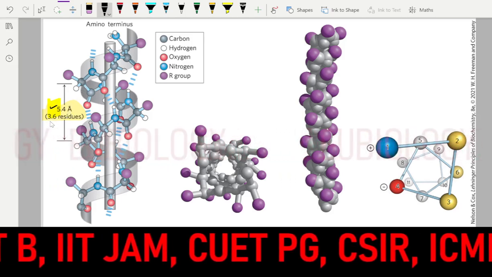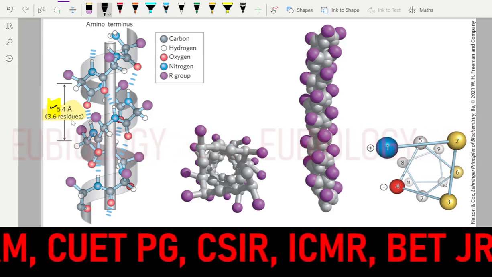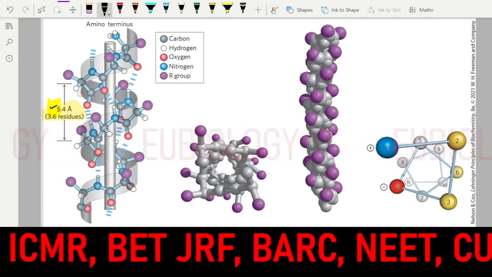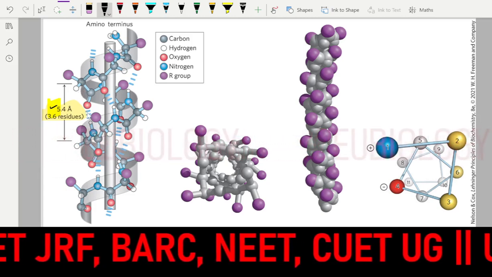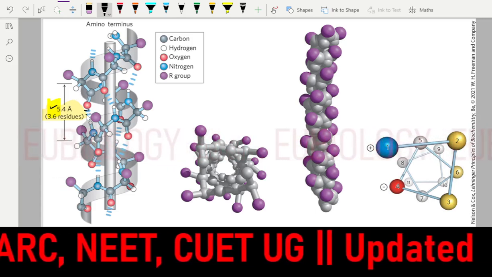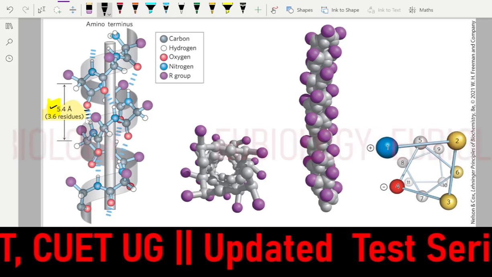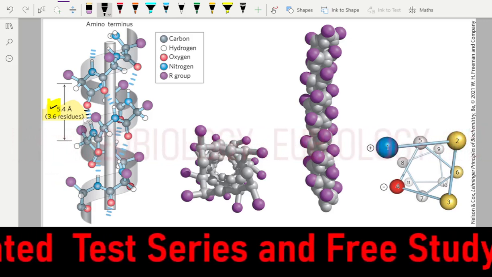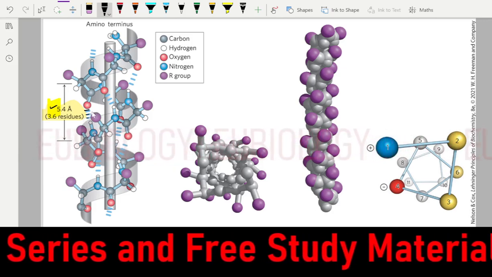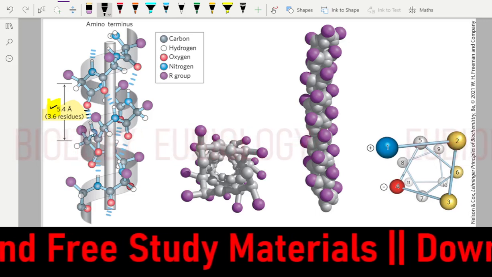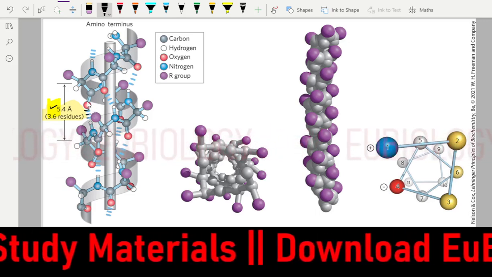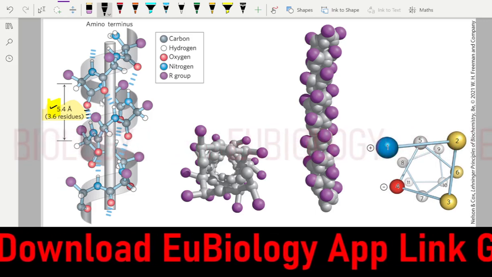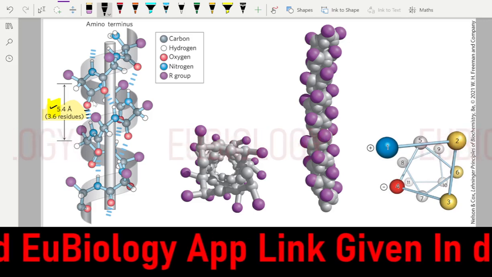There are 3.6 amino acids in each turn, and there is hydrogen bonding, shown by these dashes. These dashes are the hydrogen bonds between the fourth amino acid and the first amino acid. The carbonyl group of the fourth amino acid and the nitrogen atom of the first amino acid form a hydrogen bond between them.